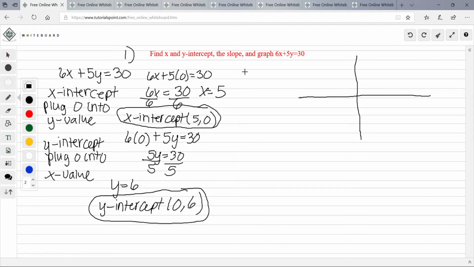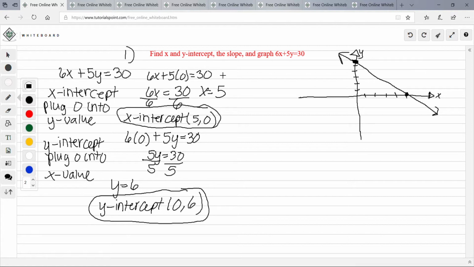We said our x-intercept is (5, 0), so here's our x-axis, and then here's our y-axis. So this is 1, 2, 3, 4, 5. Here's (5, 0). Let's plot our y-intercept at (0, 6). So here's 1, 2, 3, 4, 5, 6. This is (0, 6), and this is (5, 0). And then you just connect the dots. So that's how you graph this part. You only need 2 points. To graph, I just found the x and y-intercept.